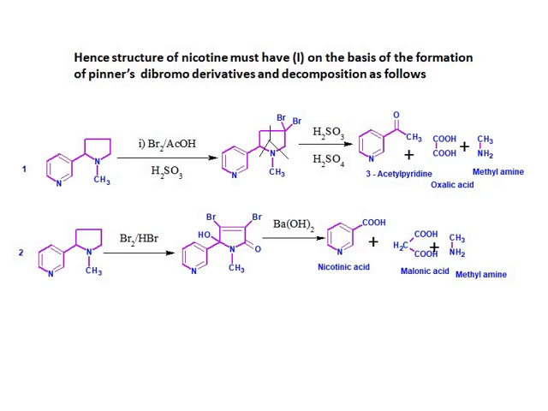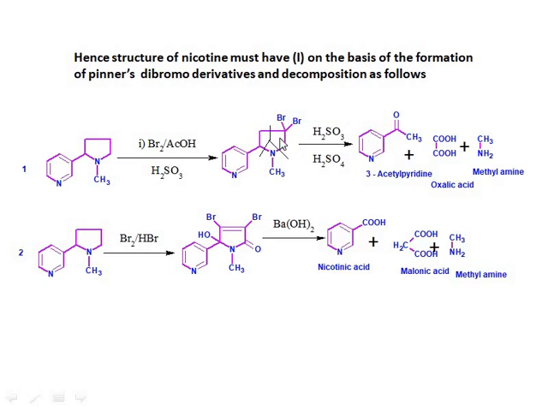On the basis of this structure, the formation of Pinner's dibromo derivative and its further decomposition can be explained like this. Firstly, those molecules are treated with bromine in acetic acid, as sulfurous acid, to get the dibromo derivative, and then after treatment with sulfuric acid, what happens? Breaking of the ring can take place like this.